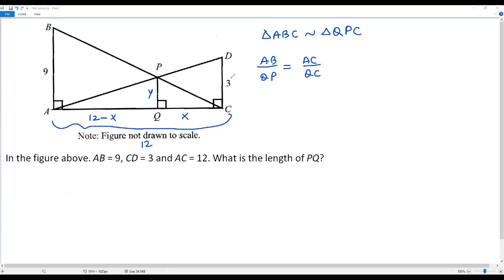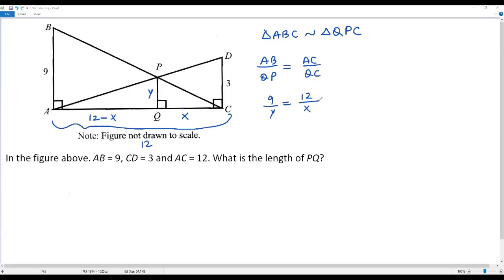Okay, now let me plug in the length of AB. The length of AB is given over here, that is 9. And the length of QP or PQ, whatever, is Y. It is assumed as Y. Then we can plug in Y for QP. And for AC, for this line segment, we know the length is 12. And for QC, we have assumed X as the length. We can plug in X over here.